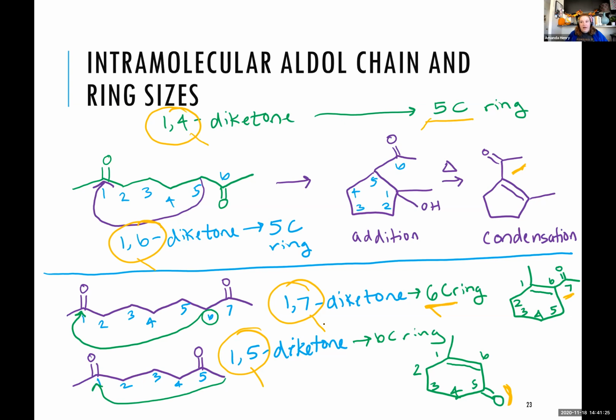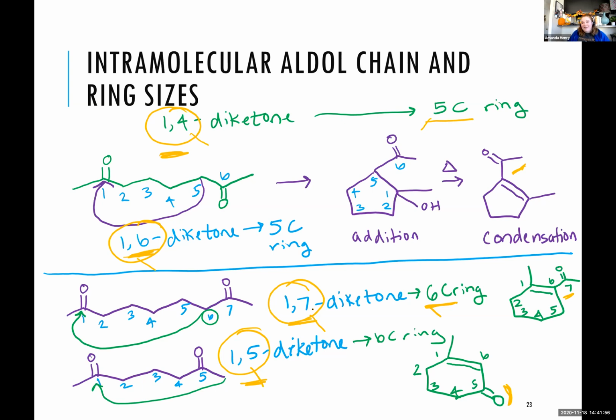So there's definitely a pattern here. The 1,4 and the 1,6 make 5 carbon rings, so 4, 5, 6. The 1,5 and the 1,7 make 6 carbon rings, so 5, 6, 7. The smaller number out of each one of them, the 1,4 and the 1,5, we're using the outside carbon, and the bigger number out of each one, the 1,6 and the 1,7, we're using that inside carbon. So there's a nice pattern here.